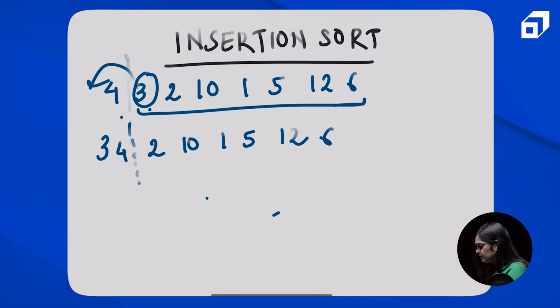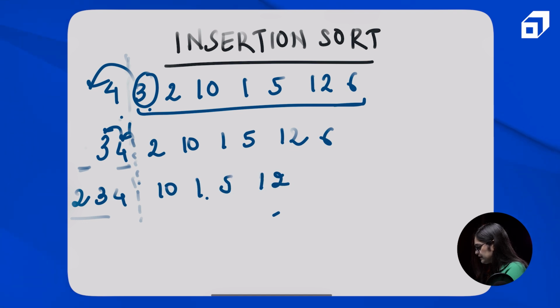We start from the last element of the sorted part. We check 2 is smaller than this, 2 is smaller than this, so 2 will come here. So our array becomes this. This is our sorted part. We have 10, 1, 5, 12, and 6. Now we pick 10 and we check the last element of the sorted array. It's bigger than that. It gets inserted here only. So now 10 gets the place here. In the unsorted part, we have 1, 5, 12, and 6.